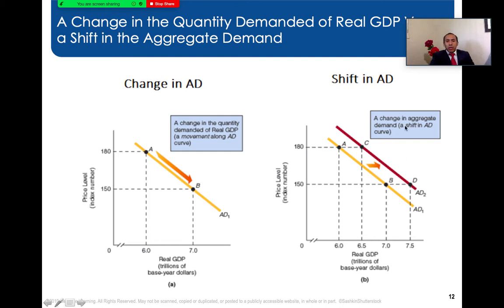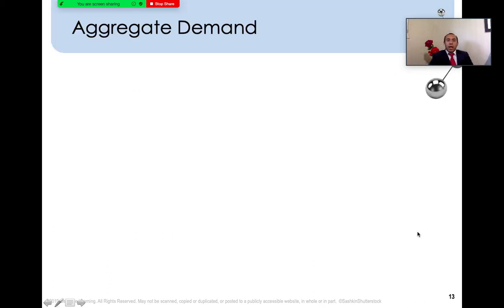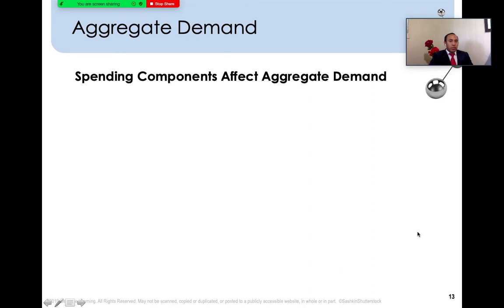We are going to analyze what shifts this aggregate demand. What shifts the aggregate demand? A change in the price level index will only create a movement from A to B or B to A. Other factors can shift the curve entirely to the right or to the left. So what are those factors? The spending components that affect aggregate demand. What makes the curve shift, either outward or inward? What can create the curve, the actual line, to shift to the right or to the left?